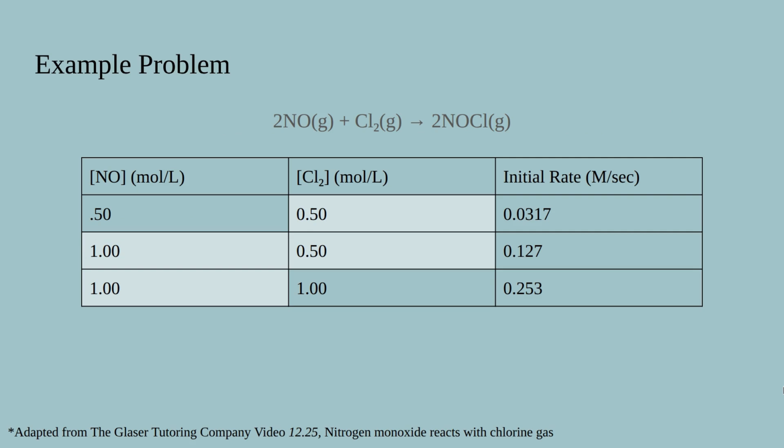To demonstrate these principles, we can examine the reaction between nitrogen monoxide and chlorine gas. The data here has been adapted from Glaser Tutoring Company and converted to molarity per second. These rates were then multiplied by 100 to get slightly easier numbers to work with.